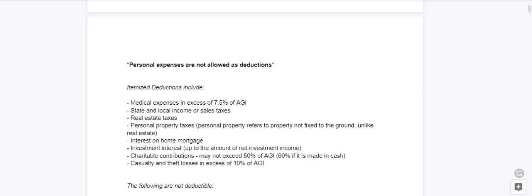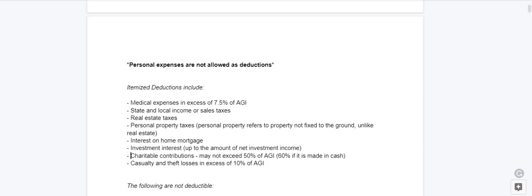So next up, we also have interest on home mortgage. That's also allowed as an itemized deduction. And investment interest, and we'll go over the limitations of that in a future video. We also have charitable contributions. This is also allowed as a deduction from AGI as an itemized deduction.